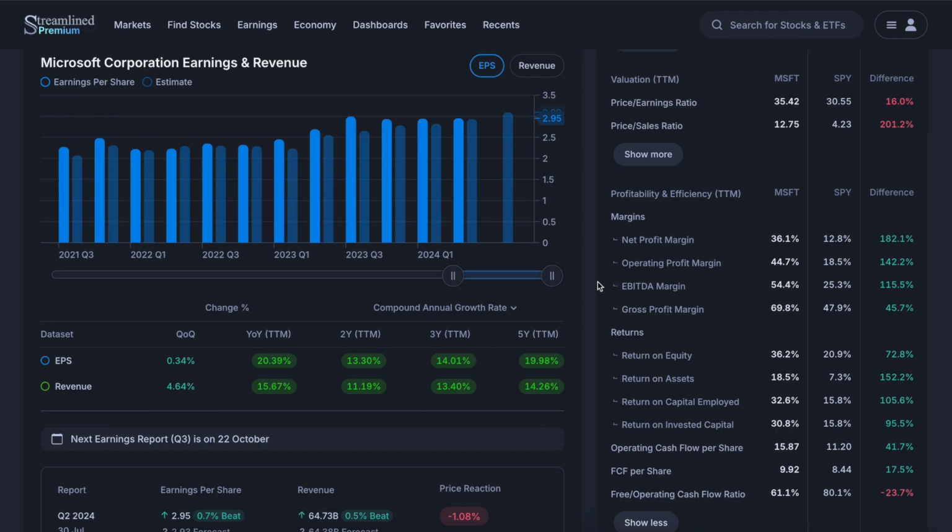Then if you want to go even deeper and understand more about the profit margins of the business, there's operating margin, EBITDA margin, and gross profit margin, which measures the profit margin for each product and service sold. Then to understand the quality of the business even more, we can look at its returns.